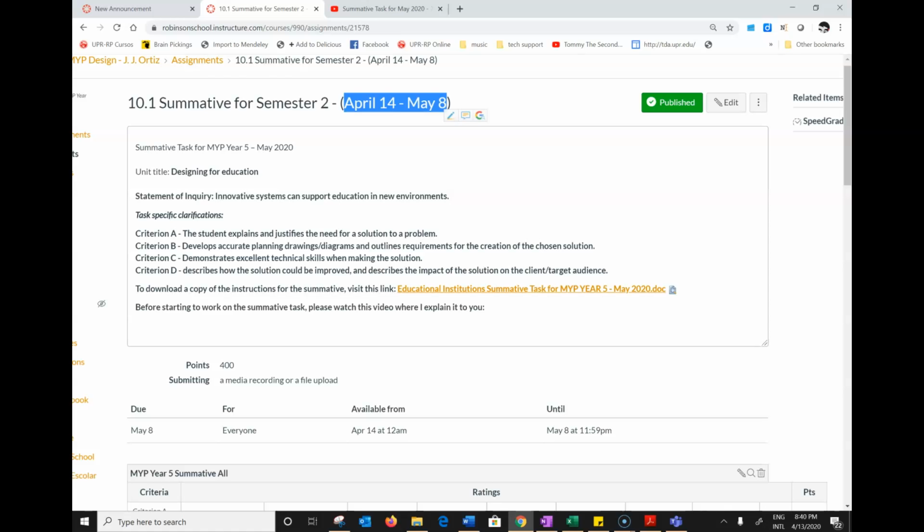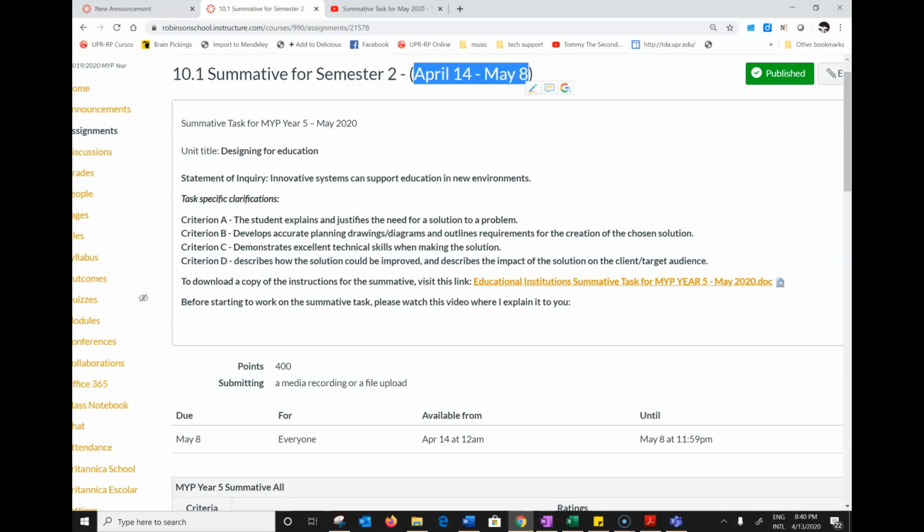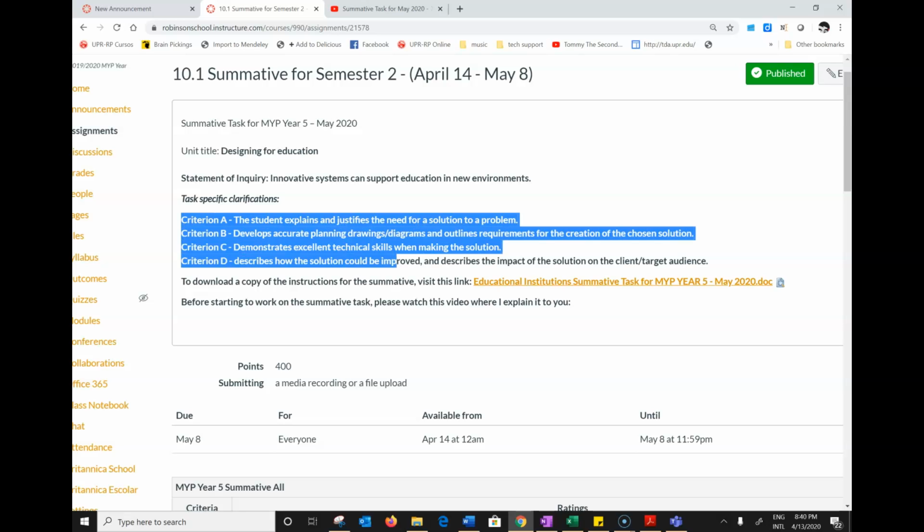Summative task for MYP Year 5, May 2020. The unit title is Designing for Education, which is what we've been working with for the entire year. The statement of inquiry: innovative systems can support education in new environments. The task-specific clarifications, which are the criteria that I will be evaluating you on, are the following.